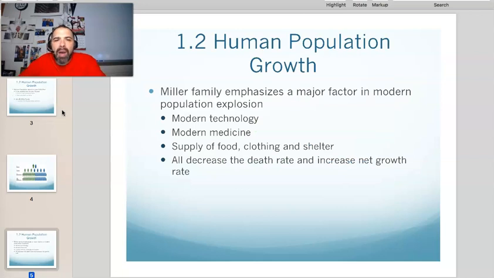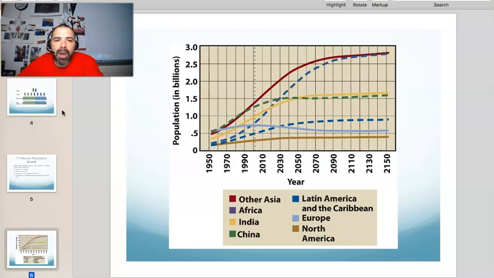And so we talk about human population growth. The Miller family emphasizes a major factor in modern population explosion. Modern technology, modern medicine, and supply of food, clothing, and shelter all decrease the death rate and increase the net growth rate. So increasing technology, medicine, and supplies of necessities will decrease the death rate, and net growth of population increases.